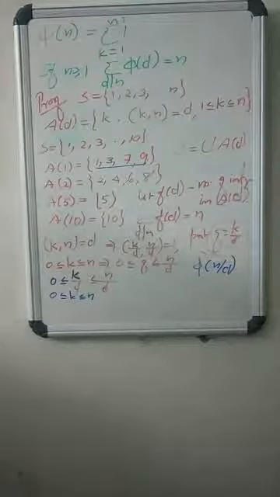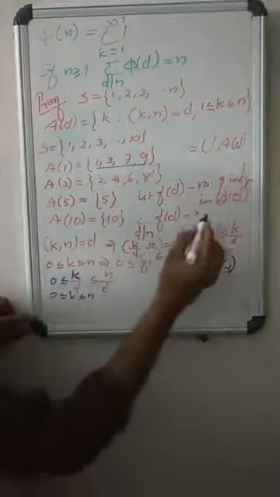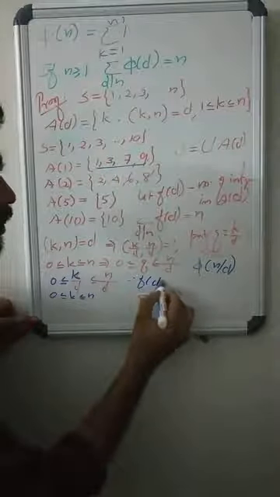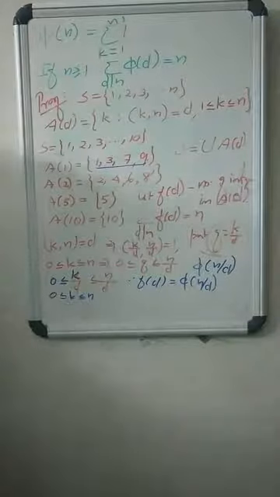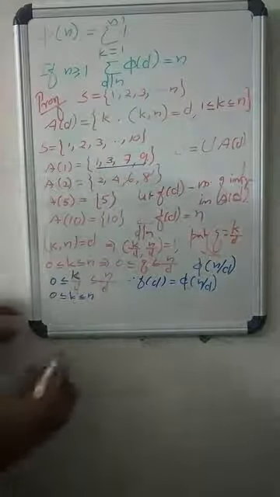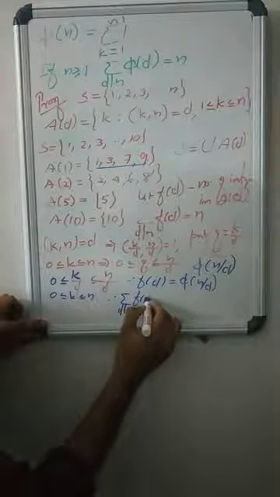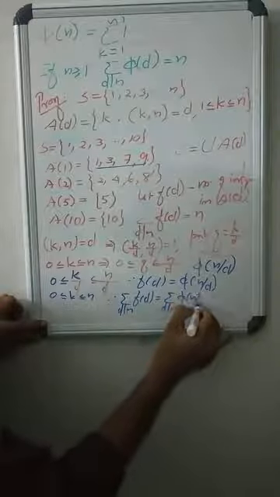Euler totient function, phi of n by d. Therefore, the number of such elements is f of d. So f of d equals phi of n by d. Therefore, sigma over d dividing n of f of d equals sigma over d dividing n of phi of n by d.